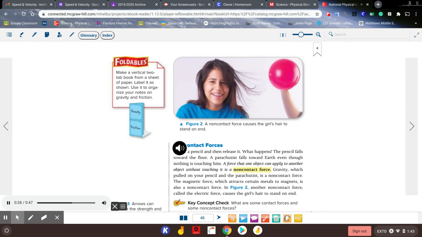The magnetic force, which attracts certain metals to magnets, is also a non-contact force. In Figure 2, another non-contact force, called the electric force, causes the girl's hair to stand on end. Key concept check. What are some contact forces and some non-contact forces?